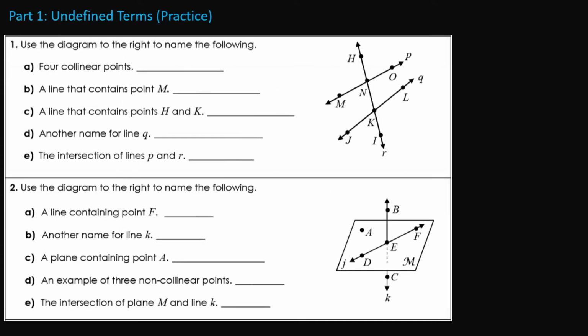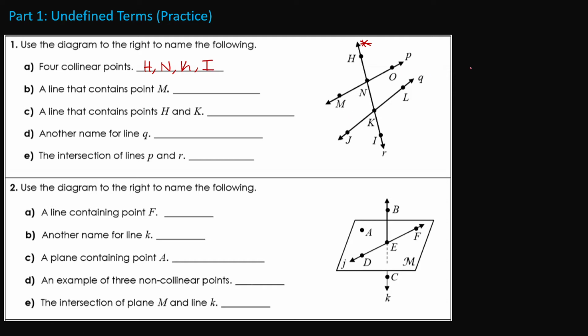So let's practice using these undefined terms. Number 1 says we are going to use the diagram to the right to name the following. So 1A says we need to name 4 collinear points, or 4 points on the same line. Well, I see right away this line here. And I see H, N, K, I. These are all collinear. H, N, K, I.